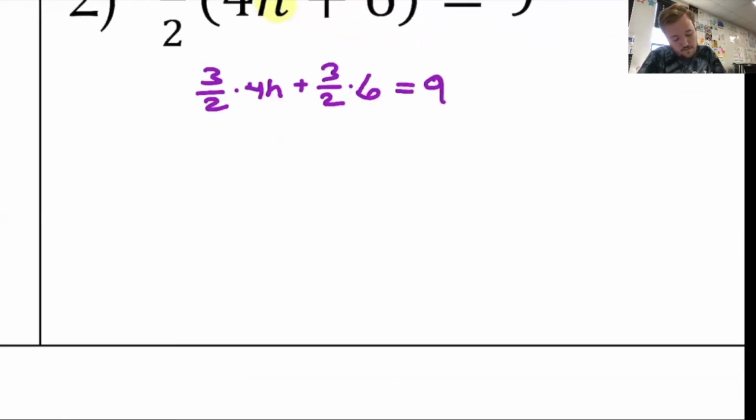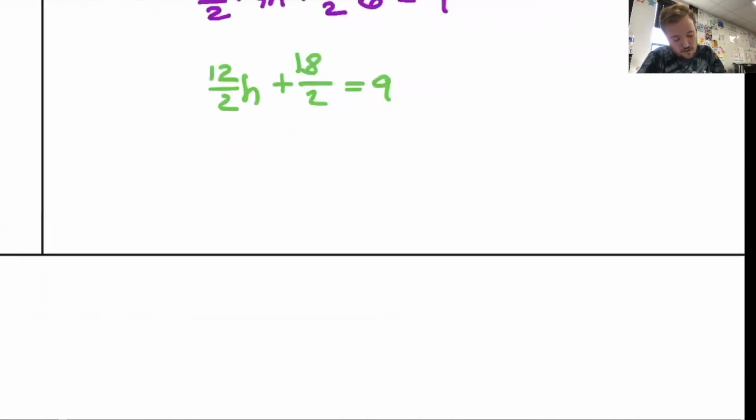I'm going to clean this up a little bit. I'm going to multiply the numerator times the number on the outside. So 3 times 4, which gives me 12. That's going to be my new numerator over 2. Don't change the denominator. That stays the same. Now I'm going to do the same thing: the numerator times the outside, so 3 times 6, which gives you 18 over 2, equals 9. Now I'm going to further simplify it. 12 over 2 simplifies to 6. Then 18 over 2, which is 18 divided by 2, gives you 9. That equals 9.